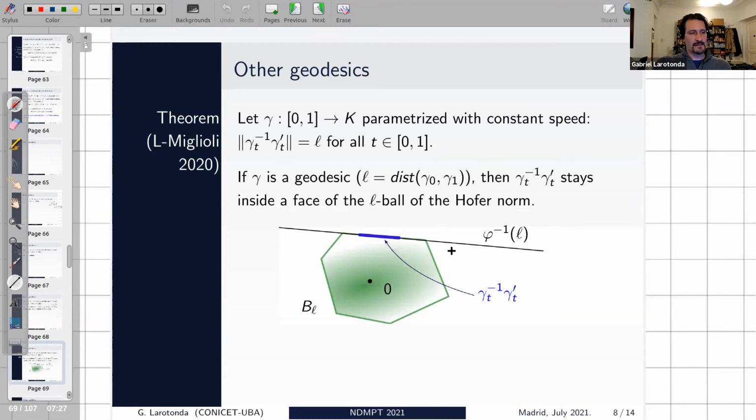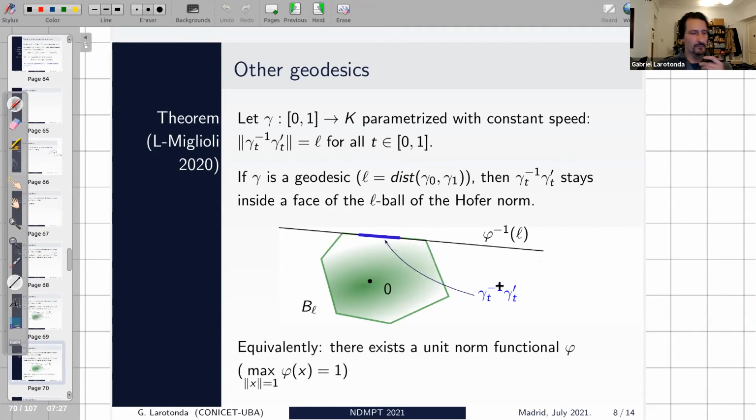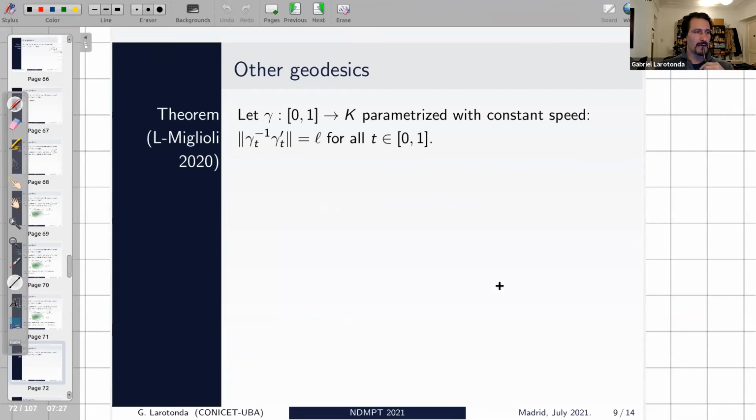And you can rephrase this as follows. This is an exposed face, which is obtained by intersecting the sphere with a hyperplane. It would be the preimage of the number L by a linear functional of norm 1. So equivalently, you would have a unit norm functional phi such that phi of the logarithmic derivative is constant and equal to L for t in the interval. Okay, so if gamma is a geodesic, its speed must be here.